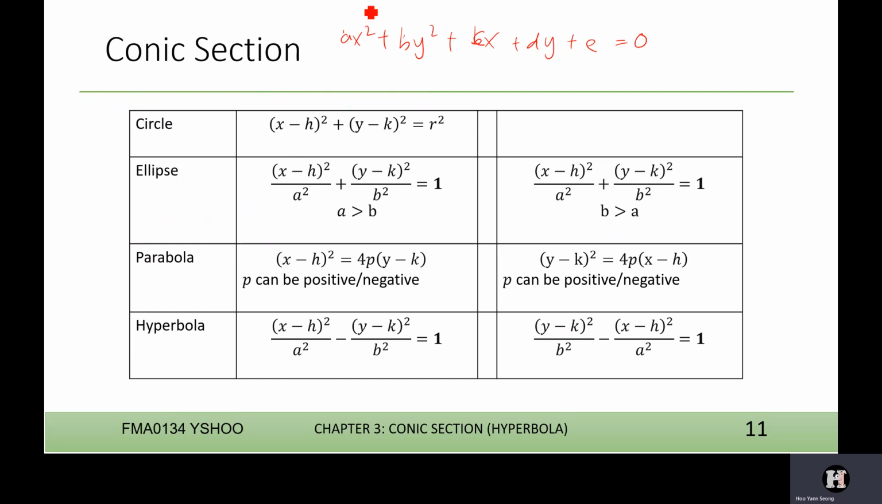Okay, this one is ax squared plus by squared plus cx plus dy plus e. You can even say you want to have an exy plus f equals 0. This is called the general formula, because it can fit into any one of the conic sections below.